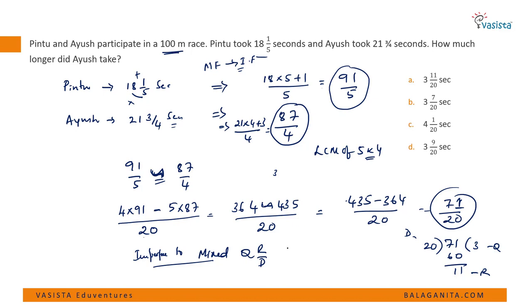So what you can do now here: the quotient is 3, the remainder is 11, and the divisor is 20. So it took 3 11/20 seconds more. That is the answer here, 3 11/20 seconds. Even if you get a negative, nothing to worry, so take this only. You understood.